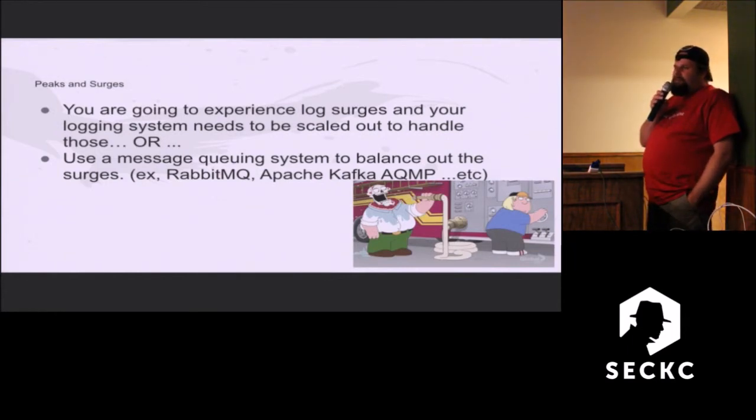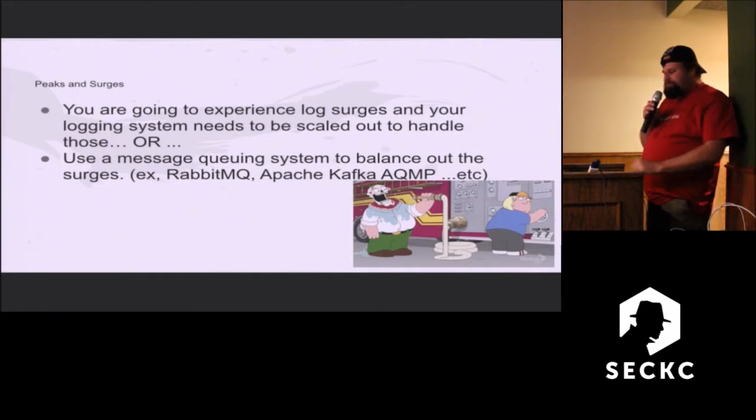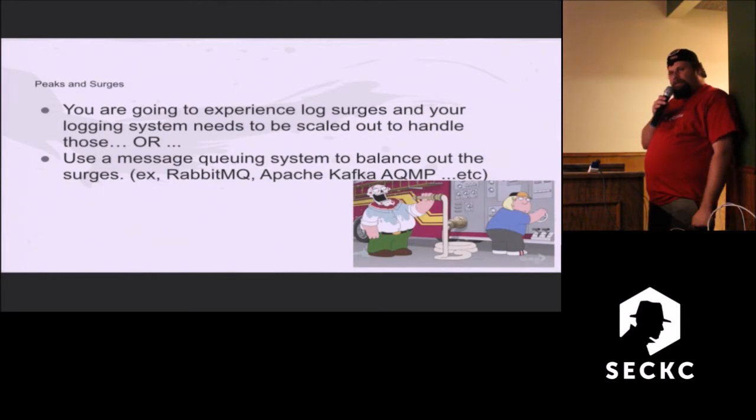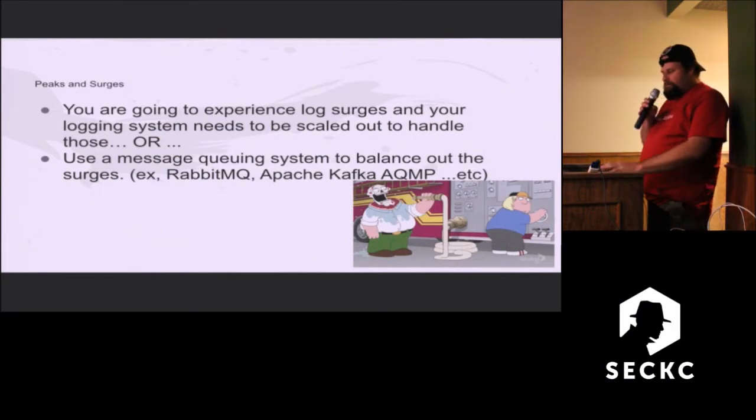Fortunately, there's RabbitMQ, Kafka, and that kind of stuff. There's an input plugin for Graylog, which allows you to just pull from that. So it absorbs the initial brunt of the log surge, and then you're just drawing it down until everything evens out. So very, very useful thing to have.